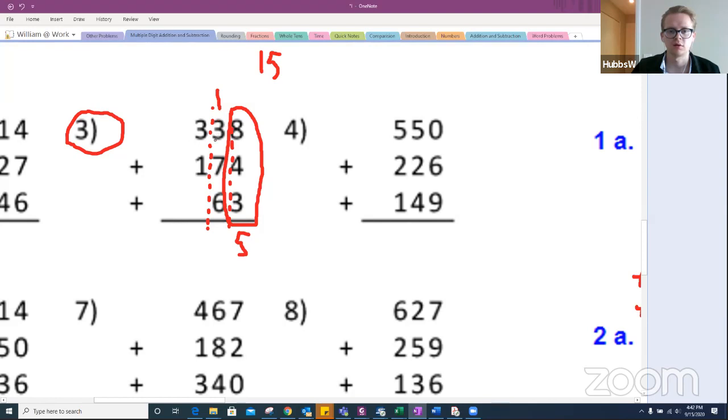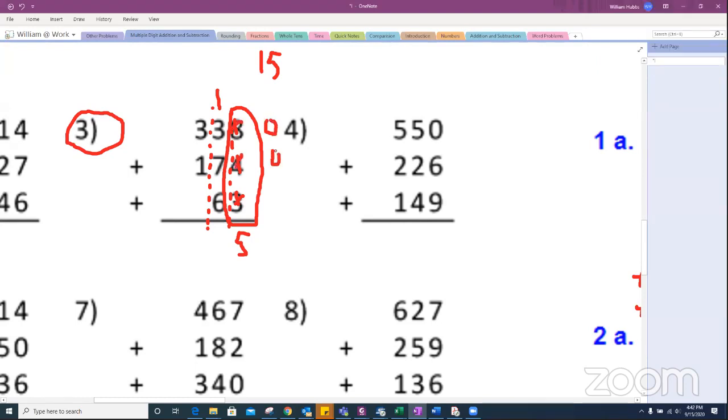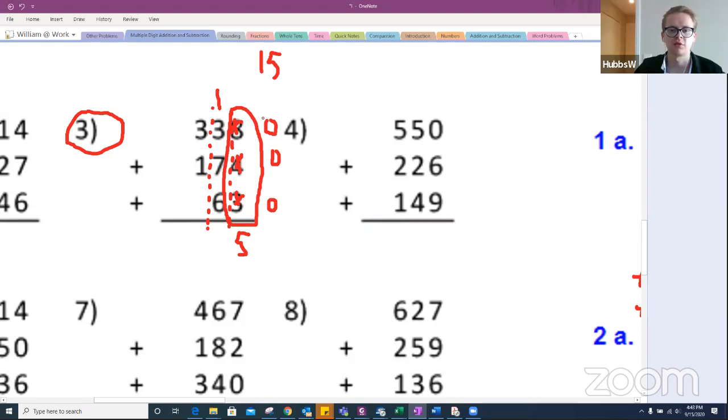And now that we've dealt with the ones place column, we can ignore these numbers because we've already accounted for them. So for all intents and purposes, these are just zeros now in our ones place. So now we're really just adding in the tens place column: 10 plus 30 plus 70 plus 60.